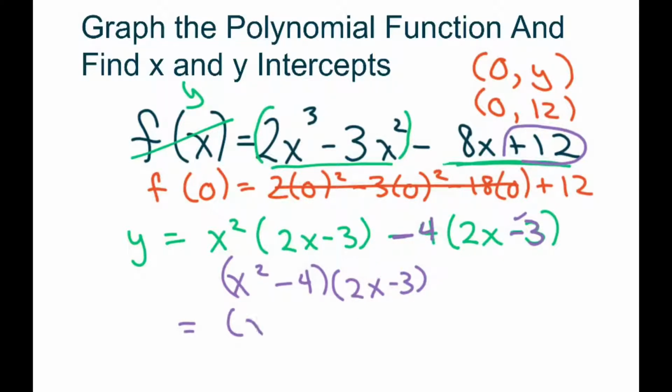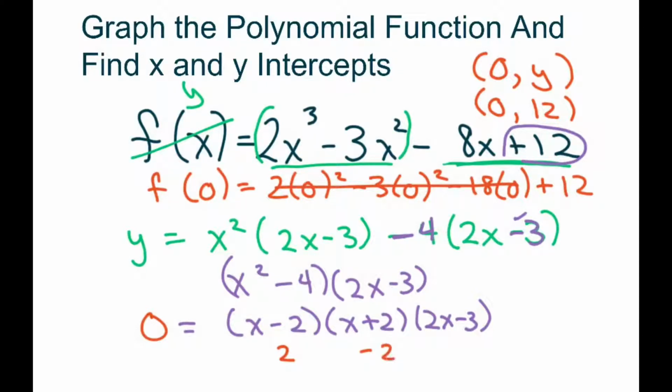I can factor completely. I'll do a difference of squares here: x minus 2 times x plus 2 times 2x minus 3. So this has 3 x-intercepts. If I set this to 0, we're going to get 2 here, negative 2 here, and 3/2 here. So that is when y is 0. We have 2, negative 2, and 3 over 2, 1.5.